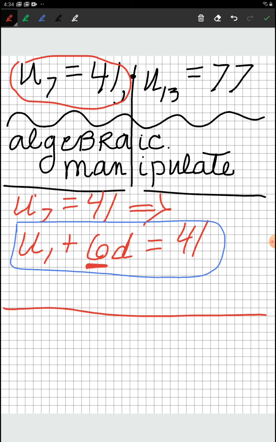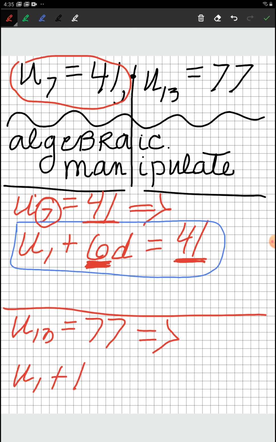So notice this number is 1 less than this number. This number stays the same except it's over here. So u, the 13th term, they said it was 77. Well, I'm going to rewrite that. So the first term plus 12 times the common difference equals 77.